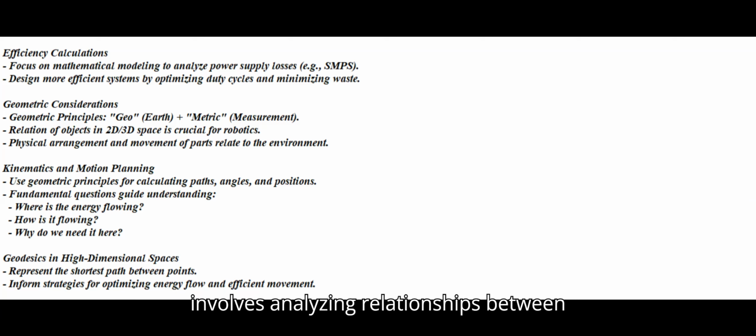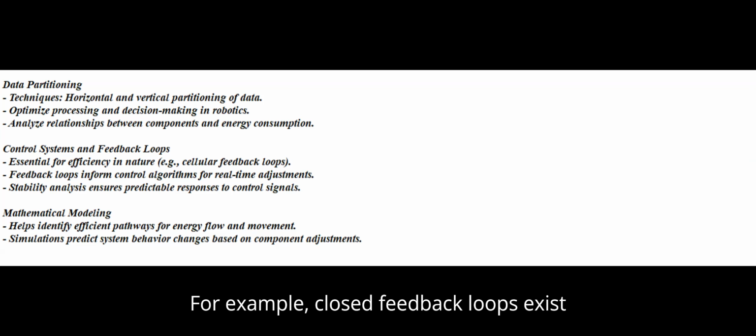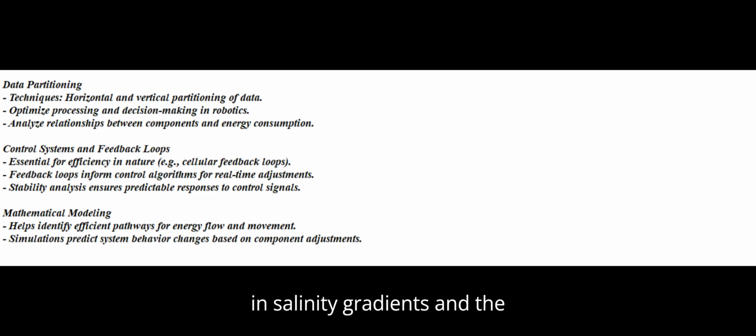Mathematically, this involves analyzing relationships between different components and their energy consumption. When you analyze relationships geometrically, it aligns with the concept of geodesics, looking at connections between different points or components and their energy consumption. Now, let's talk about control systems and feedback loops. Feedback loops are essential and very efficient in nature. For example, closed feedback loops exist in salinity gradients and the electromagnetic gradients in cells.